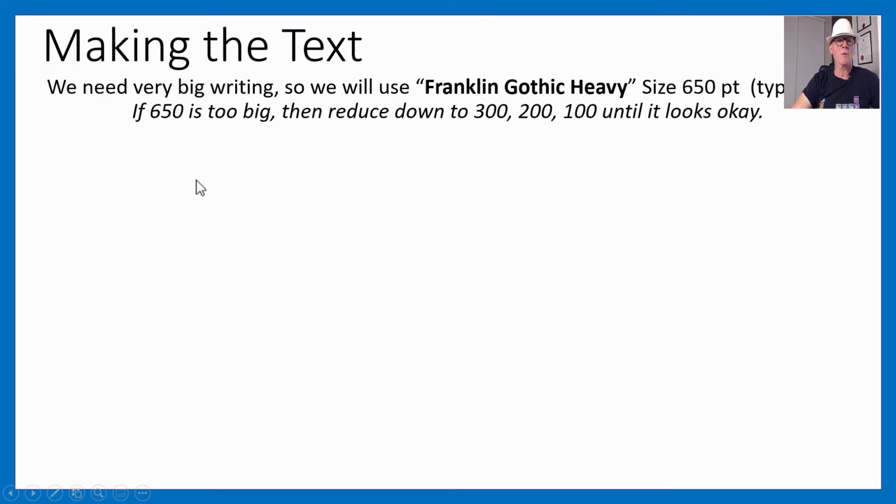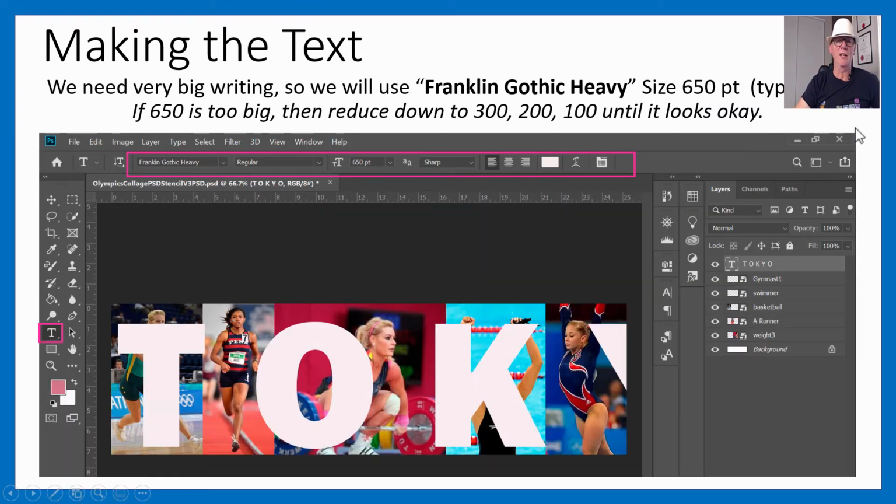Now making the text, we need some very big writing. We used Franklin Gothic Heavy because that's big text that looks good. That was one we found that we liked. I think it's a standard font which everyone should have. Size 650 point. Now the thing is, depending on what size monitor your computer is, this can vary, all right? You may have to change the size to fit your banner. If you're using a big screen, it could be a different size, and some of these settings we're going to show you could be slightly different.